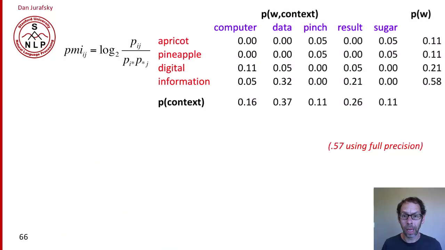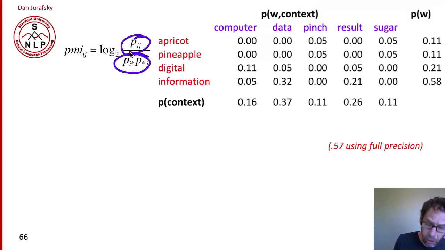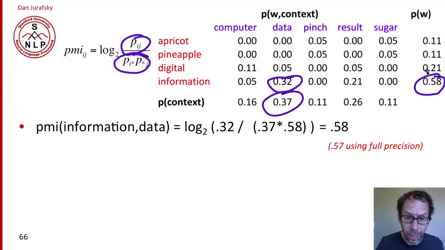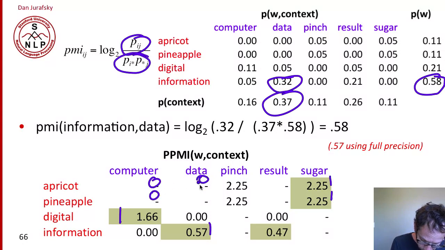So now we're ready to compute PMI. Recall that PMI is the log base 2 of the joint over the two marginals. So that's our 0.32 divided by our 0.37 times 0.58, and then we take the log of that. So that's 0.58, or 0.57 using full precision. If we take this log, we get positive numbers for computer being linked with digital, and information with data, and pineapple with sugar, and so on. Since this is positive PMI, we've replaced the negative numbers with zeros.